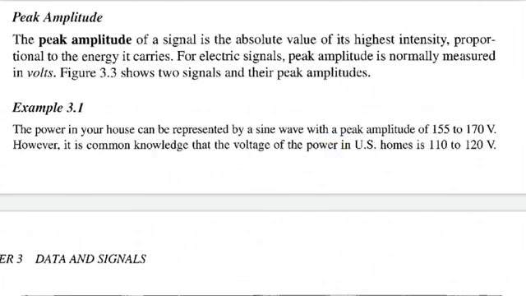Peak amplitude. The peak amplitude of a signal is the absolute value of its highest intensity, proportional to the energy it carries. For electric signals, peak amplitude is normally measured in volts. Figure 3.3 shows two signals and their peak amplitudes.